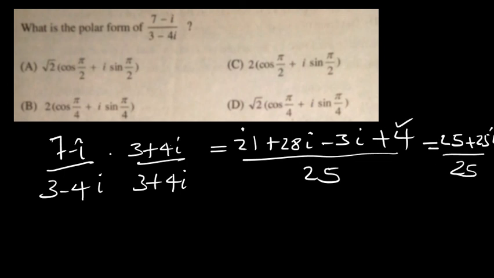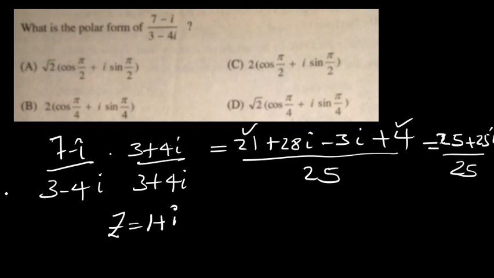We add the constants here: 25 comes, as you see here. And again, the i terms are 28 minus 3, which will be 25i. Then we can divide by the 25 in each term. So the given complex number will be condensed and written as 1 plus i.